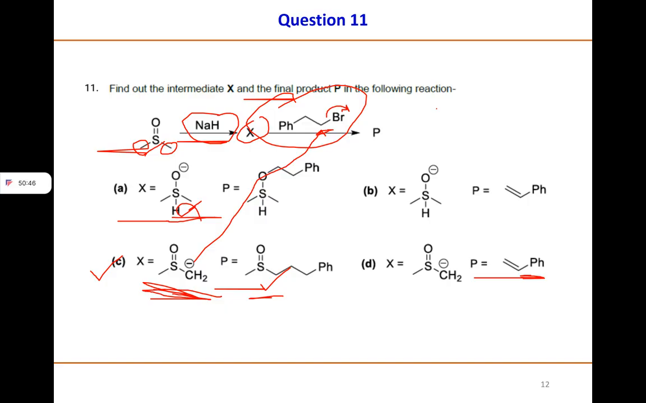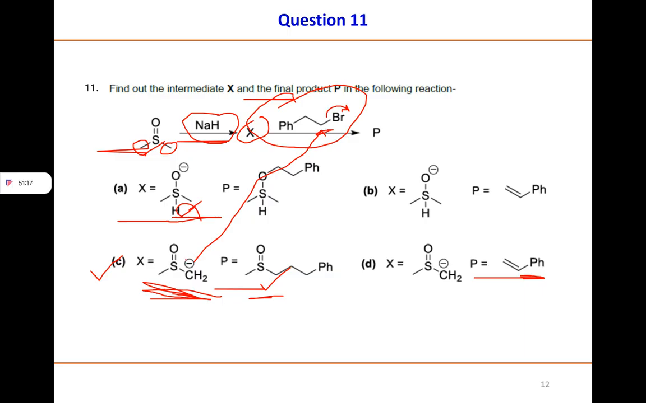Then we discuss the intermediate X formation, followed by the product formation. So we discussed that sodium hydride is a strong base which abstracts the proton instead of acting as a nucleophile. In options A and B, hydride is acting as a nucleophile, right? But because sodium hydride is a strong base, it will abstract the proton instead of giving a hydride ion. That's why in options C and D we can see the base abstracting the proton, right?